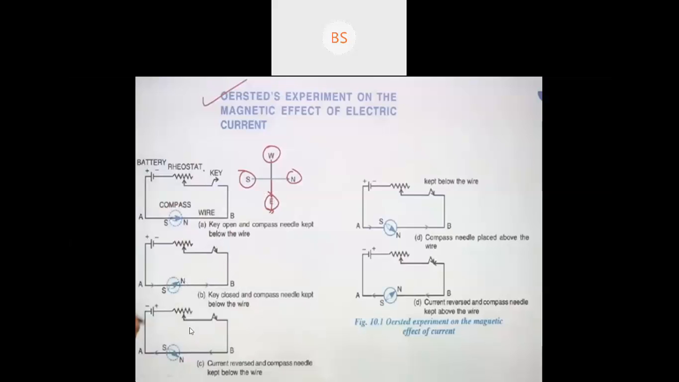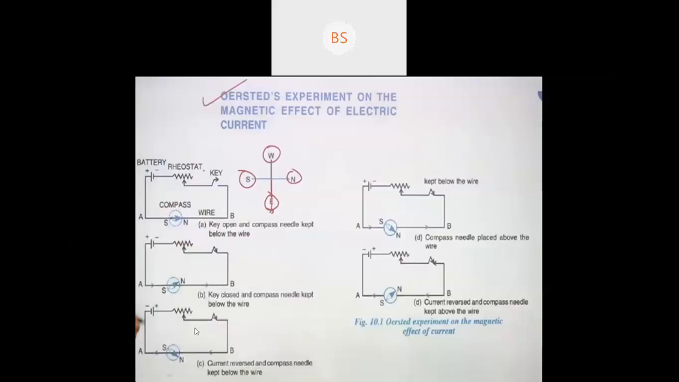Now coming to the third observation, you can see the figure here. Here the key is closed only. But what are the other things you can observe here? It is the same, here also closed, here also closed. But what is the difference from this figure to this figure? Can you answer me in the chat box? Direction of current is changed, ma'am.